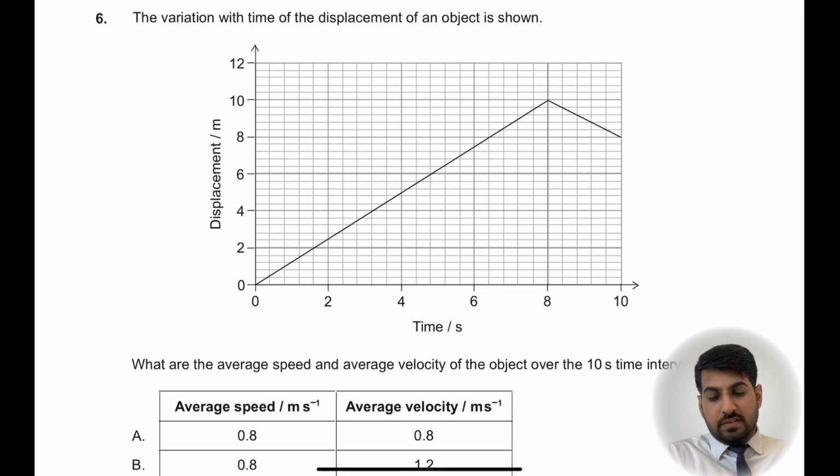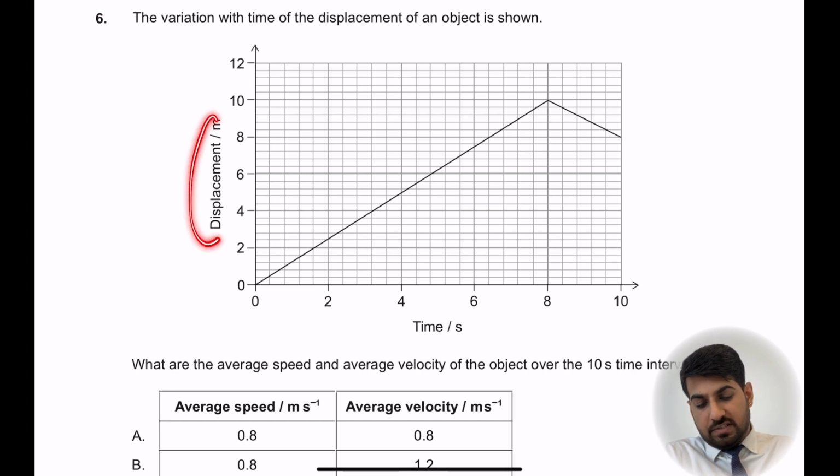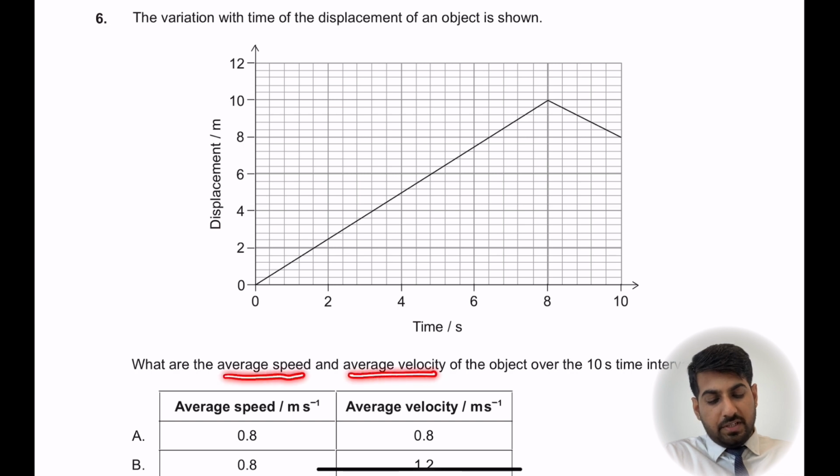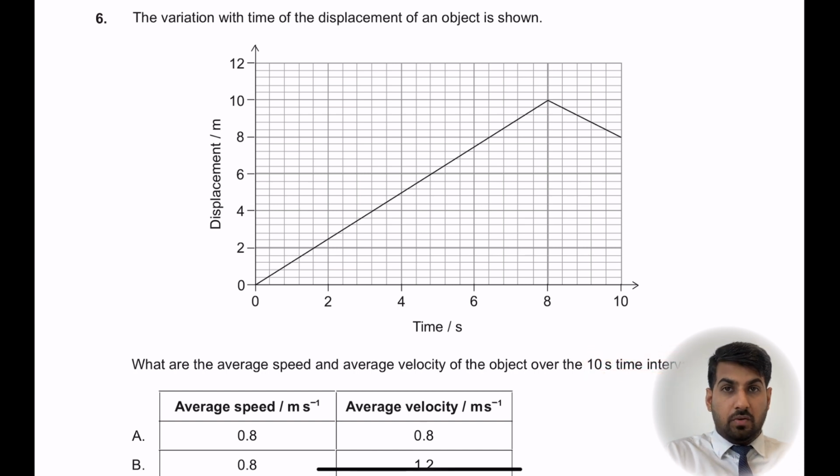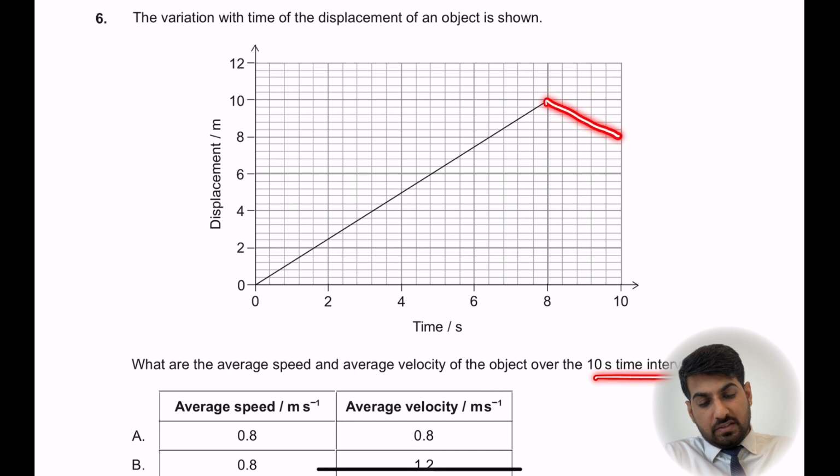Now question number 6. Look at the graph. So the graph given to you is displacement versus time, and the question is asking you the average speed and the average velocity of the object over the 10 second time interval, guys. Okay, so displacement versus time, this is displacement, guys. Displacement means the shortest path, so it goes and it comes back.